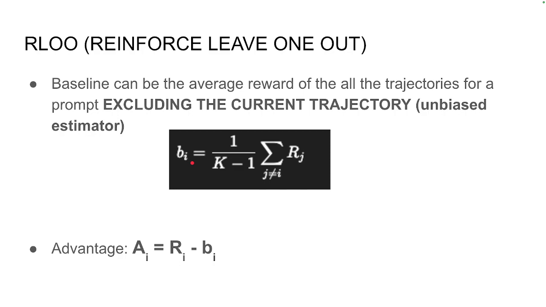So hence you say this j is not equal to i when you are calculating the baseline for one of the trajectories. And one thing I would like to say is that by trajectory I mean responses, and in RL for LLMs, as I said, the whole response is called an action, and I'm calling that a trajectory. So trajectory, response, action are all the same. I'm using them interchangeably.